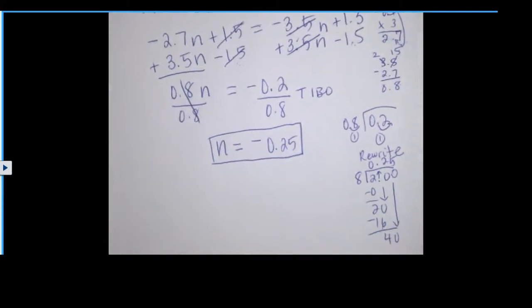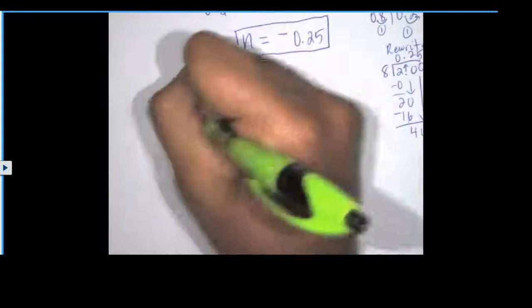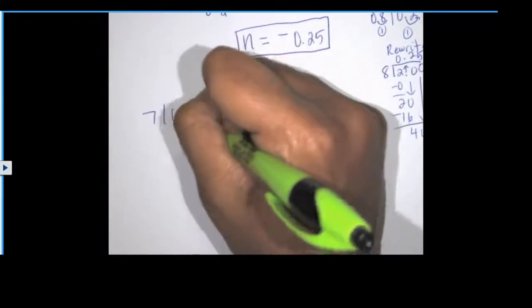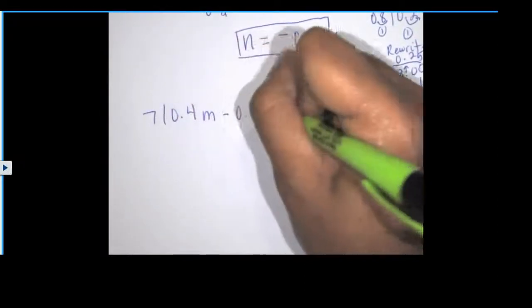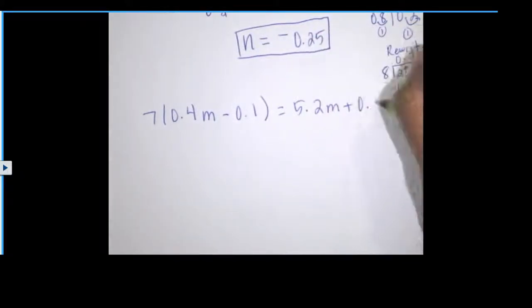Okay, let's do one more with a decimal. Okay, so this next one is 7 times 0.4m minus 0.1. And then we have 5.2m plus 0.86.